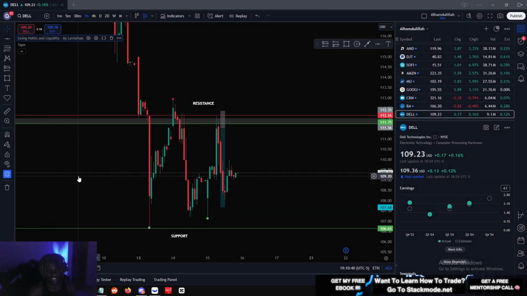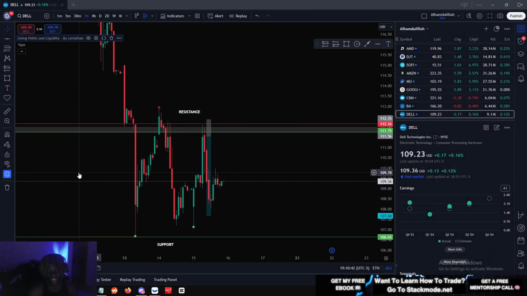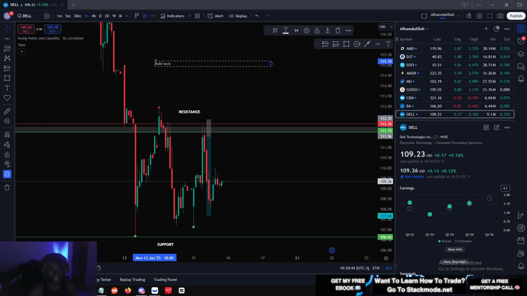All right, so this is how you're going to be able to trade break and retest profitably. So, in our mentorship, I taught you what a breakout was. A breakout is an area when price passes an area of resistance or support.